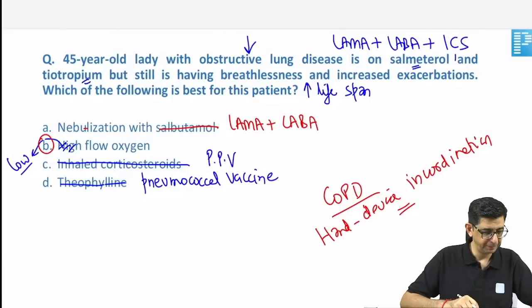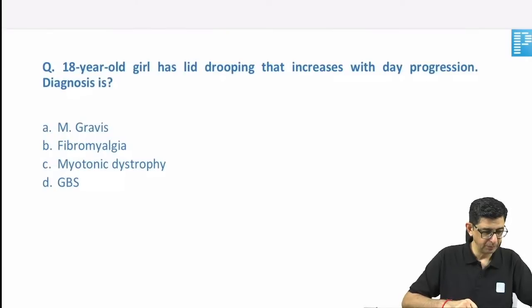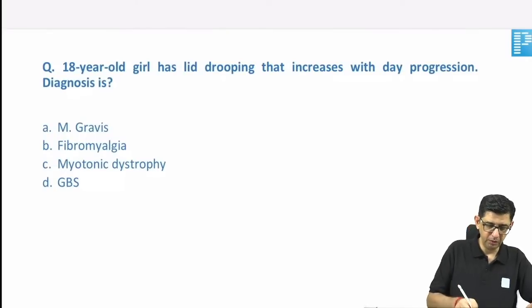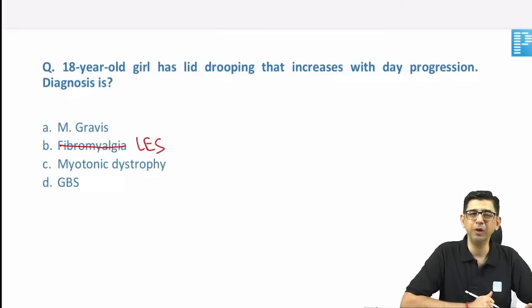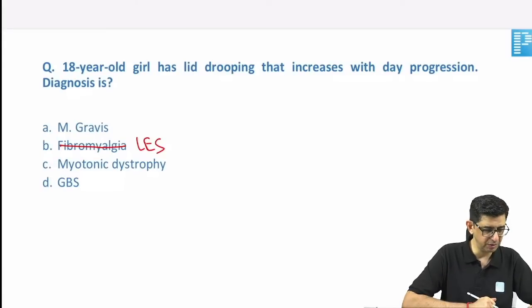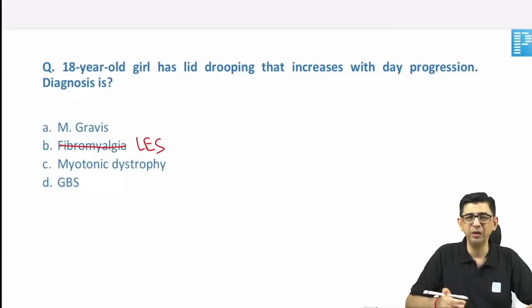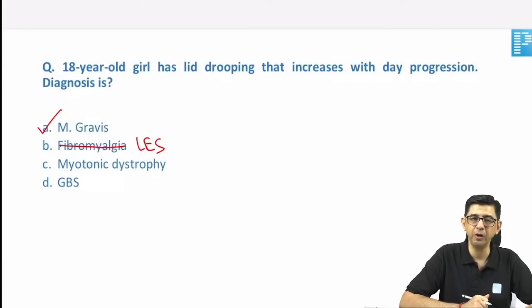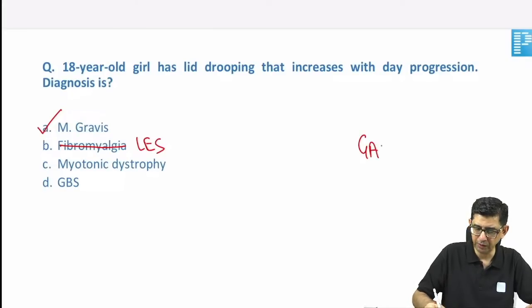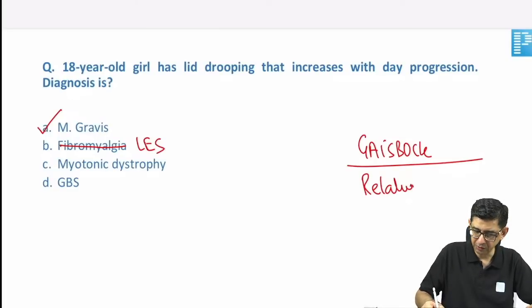This will incorporate Lambert-Eaton in the options. Lambert-Eaton would be found in old age, would be related to a malignancy, so is unlikely as an answer. Okay, lid drooping that increases. Fine, fine. So I think this has no issues. Goodpasture syndrome, I pick it up, doctor. Goodpasture syndrome is secondary polycythemia. I think we'll add that to the pathology section, but anyway, right. Gaisbock would be relative polycythemia.